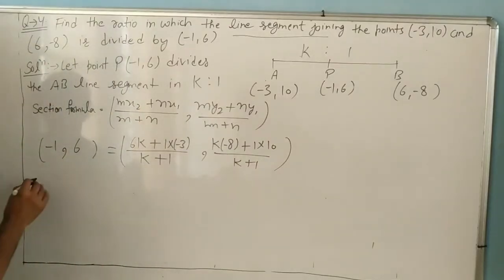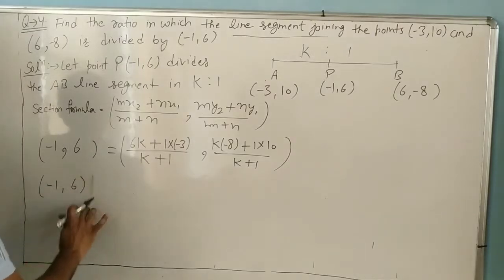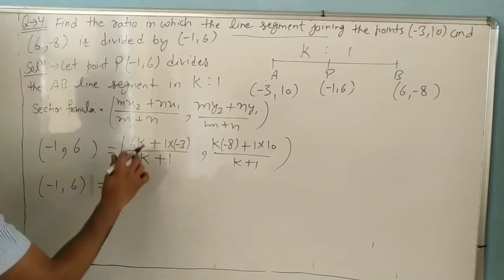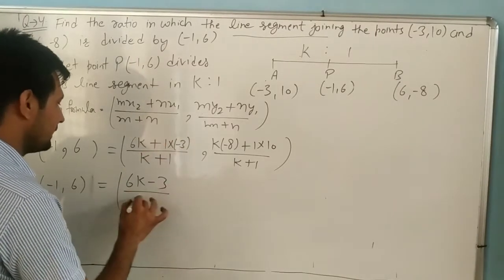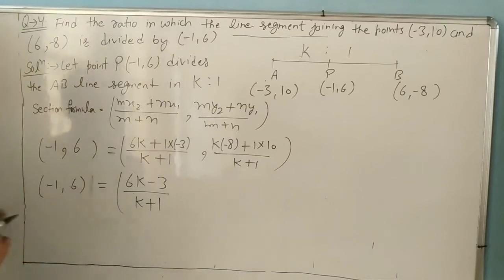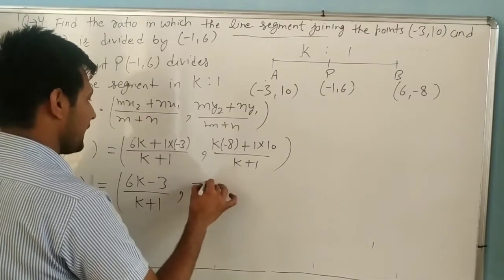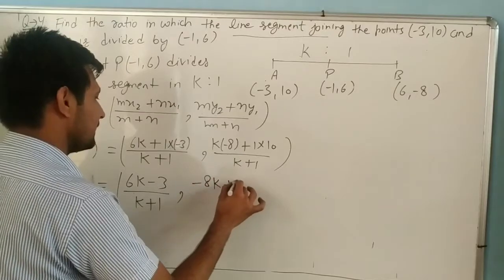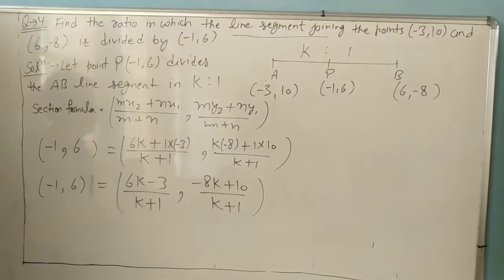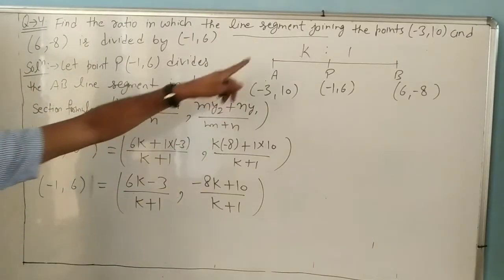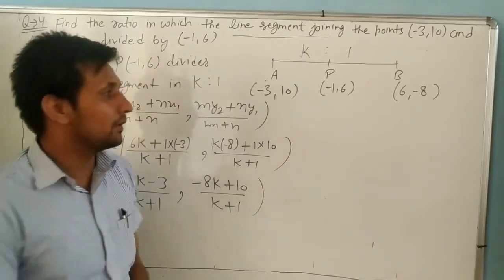Now look: (-1, 6) equal to (6k minus 3)/(k plus 1), next (-8k plus 10)/(k plus 1). And we want to find the value of k. If we know what k is, suppose k is 5. Understand or not?